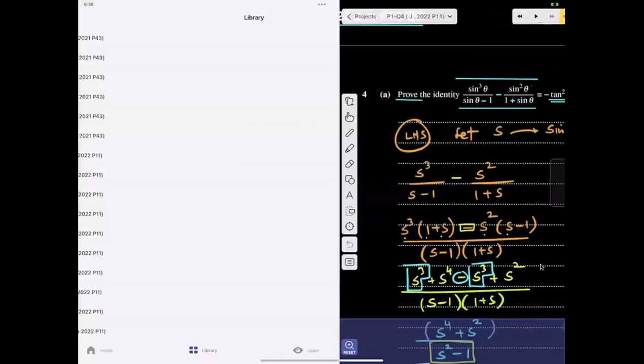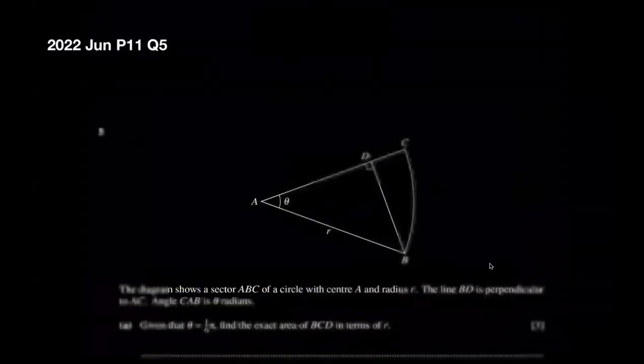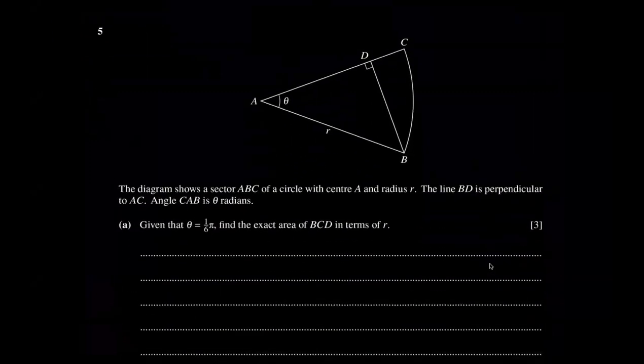So 4 questions are completed. Let's look at the 5th one. So let's get started with this. June 2022, first variant, question 5. Let's look at the diagram. And before that, let's read the question.